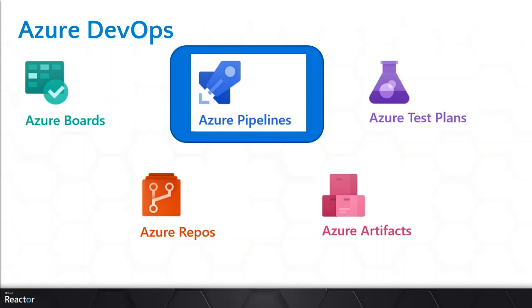So these are a few tools which are provided in Azure DevOps. And primarily today we are going to talk about Azure Pipelines, how we are going to do our continuous integration and continuous deployment. That will be our primary focus today.